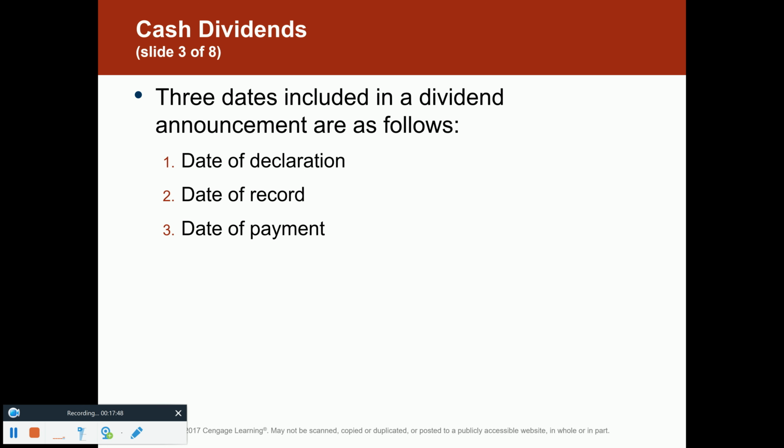And so there are really 3 dates that you need to be familiar with when we're talking about dividends. The first date is called the date of declaration. The second date is called the date of record. And the third date is called the date of payment. So what about the accounting entries on these dates?